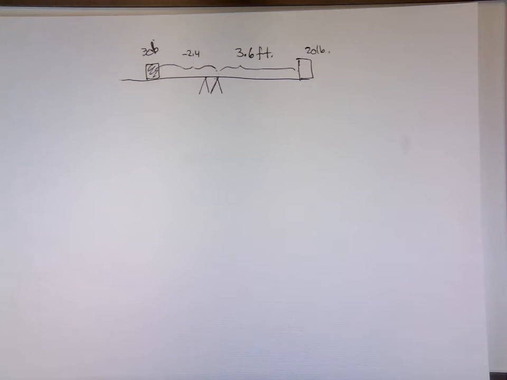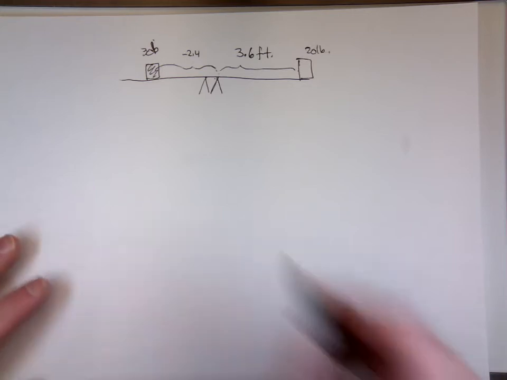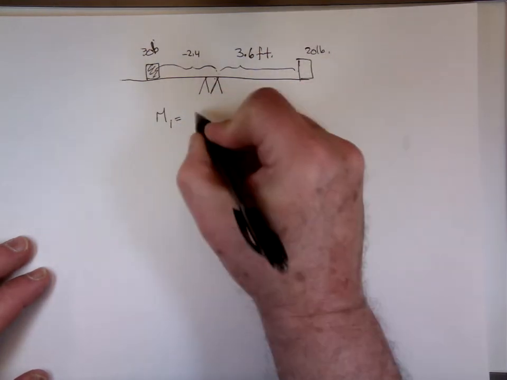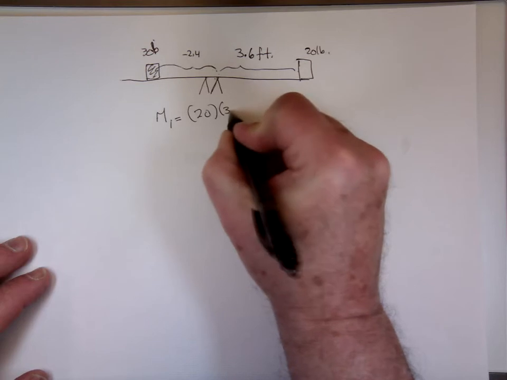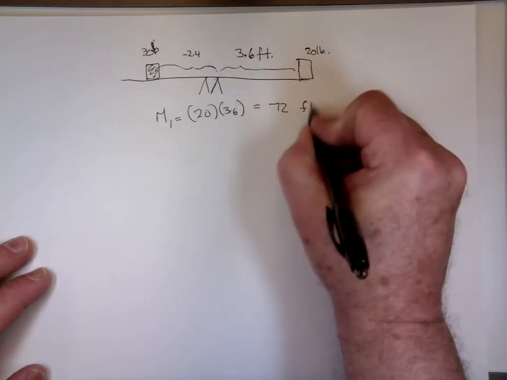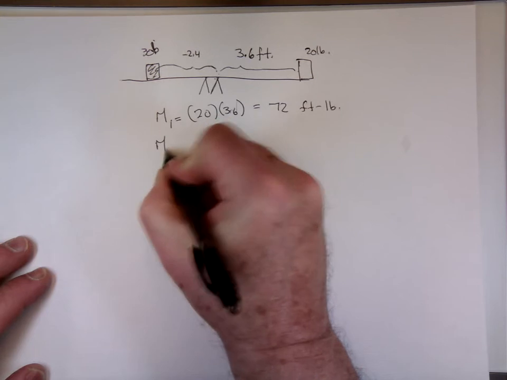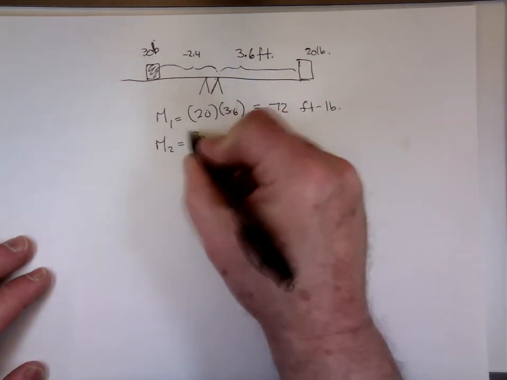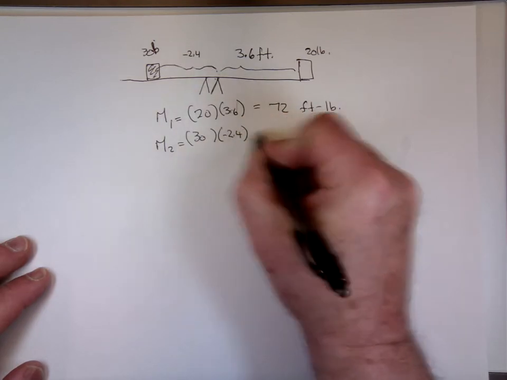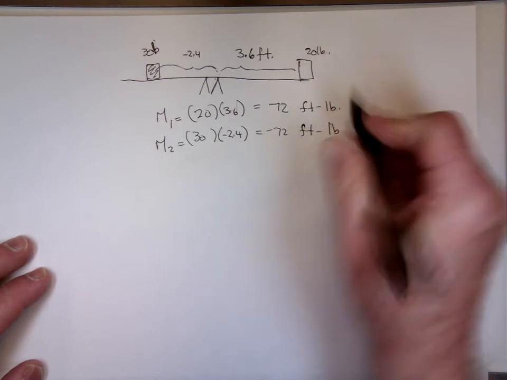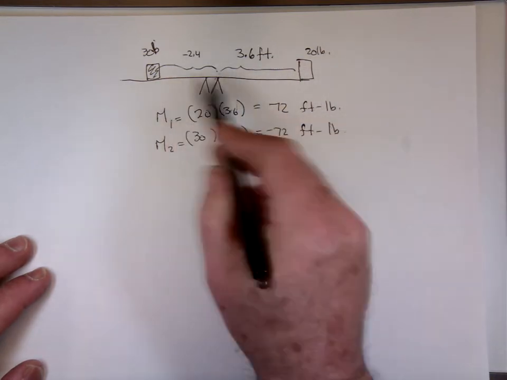We'll take the sum of the two moments. We've got moment 1, which is our 20 times 3.6, which is 72. Let's take our second moment, which is our 30 pounds times a negative 2.4, and we will get a negative 72 foot-pounds. Mass times distance.